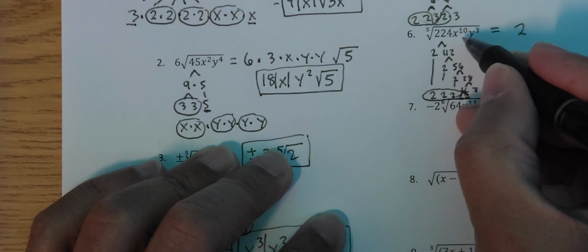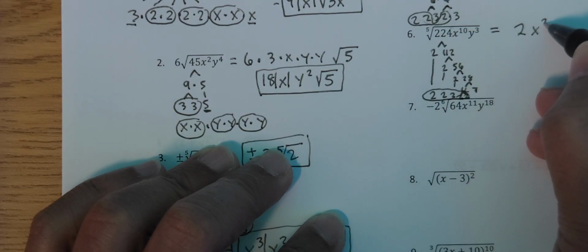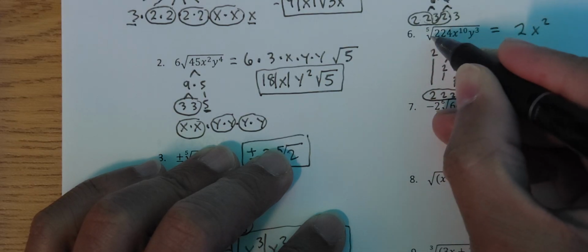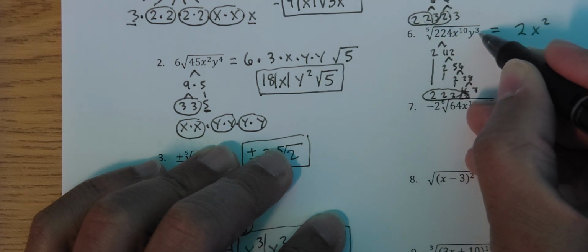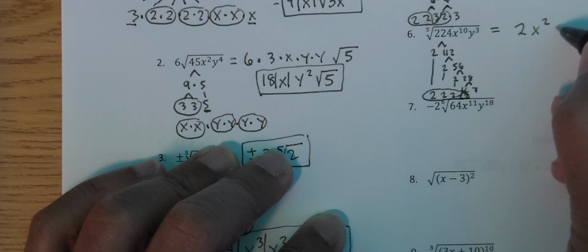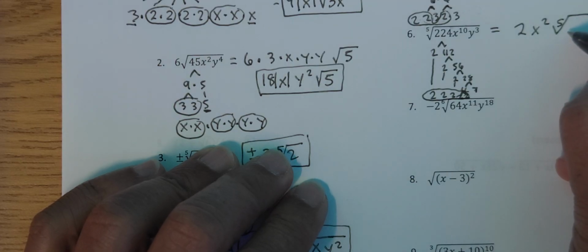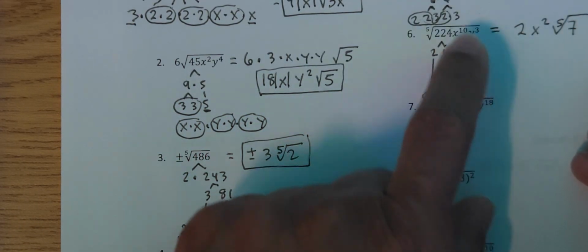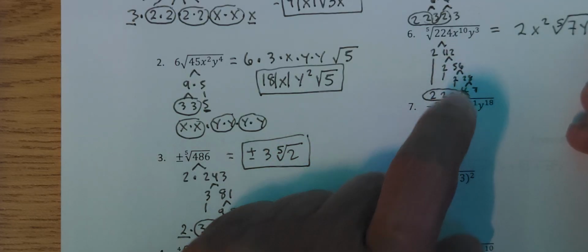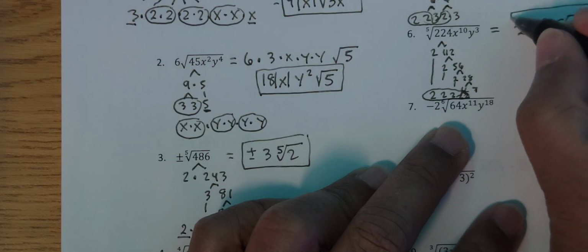I have x to the 10th. I need 5 of them to be able to take one out. So then this is x to the second. I have y to the third. I need 5 of them to be able to take one out, so I can't take any y's. Okay, so notice inside of the radical we have this 7. So we have the fifth root of 7 and then y to the third. So this is the simplest radical form for this problem, okay?